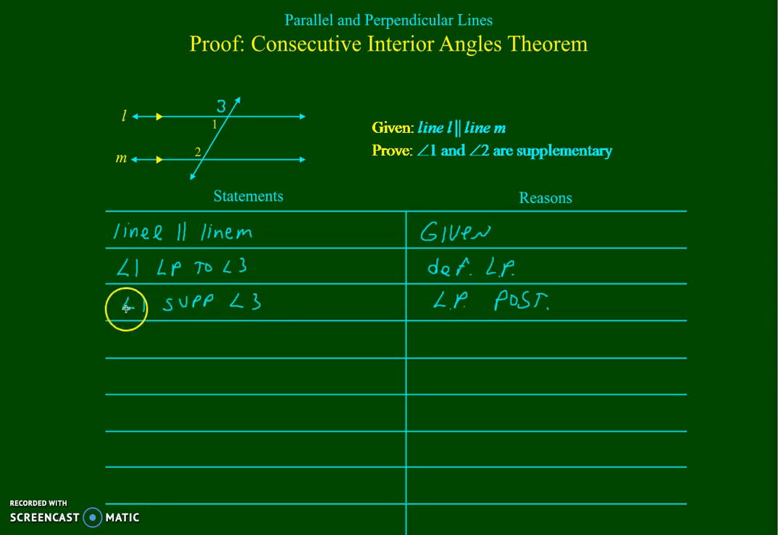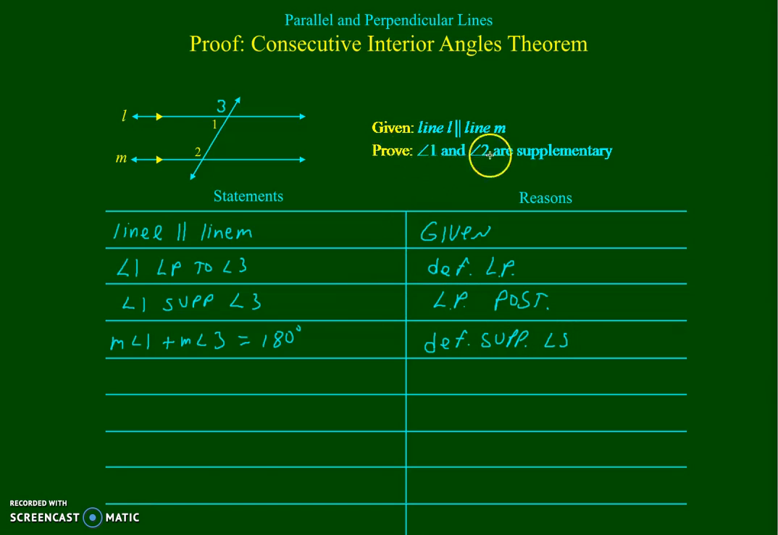And we know that this and this add up to 180 because of the definition of supplementary angles. So this reason drives our next statement. So the statement is the measure of angle 1 plus the measure of angle 3 equals 180 degrees. That's the definition of supplementary angles.